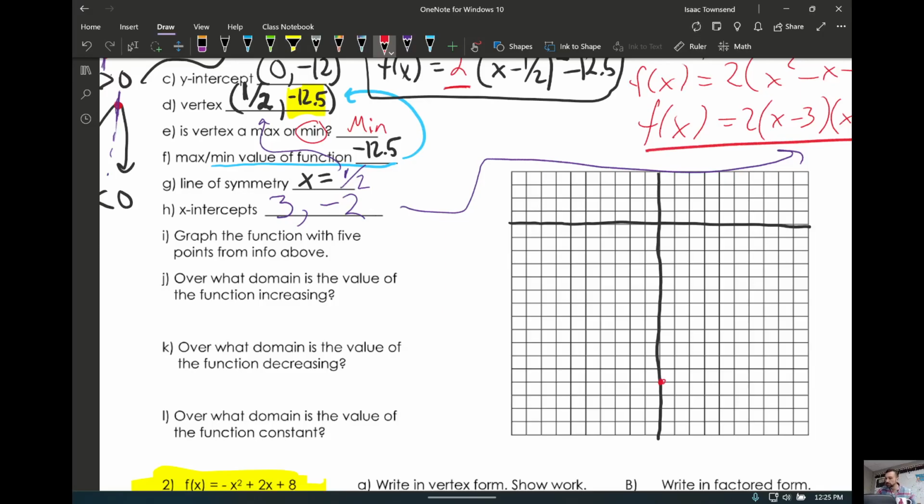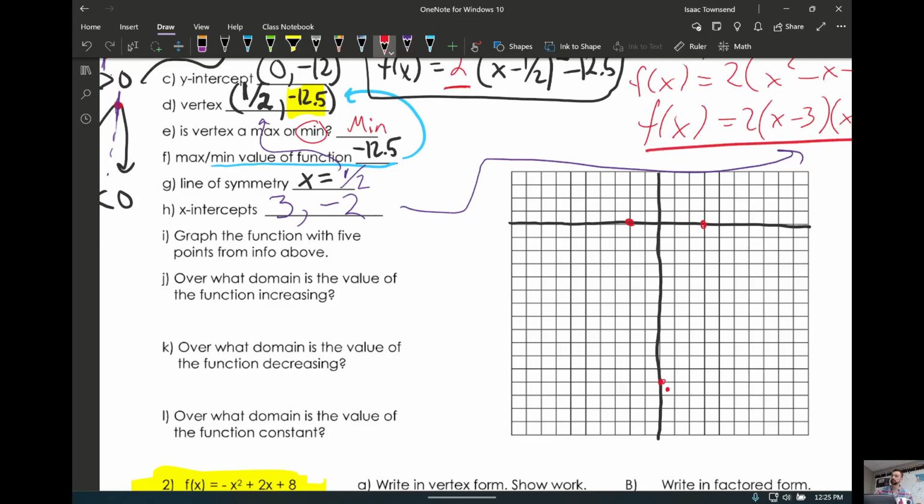Vertex at 1/2, negative 12.5. We've got x-intercepts at 3 and negative 2. All right, now here's the third trivia question. This says 5 points. I see 1, 2, 3, 4 points. So why are they saying 5 points?